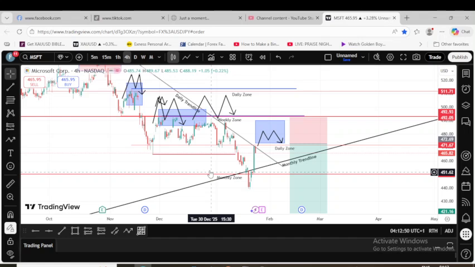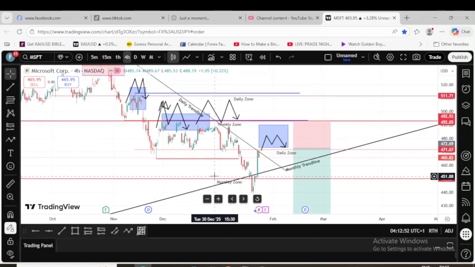So this is top to bottom analysis on Microsoft Corporation stocks.